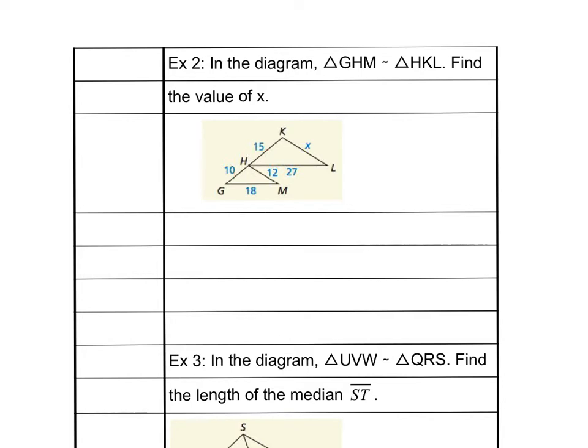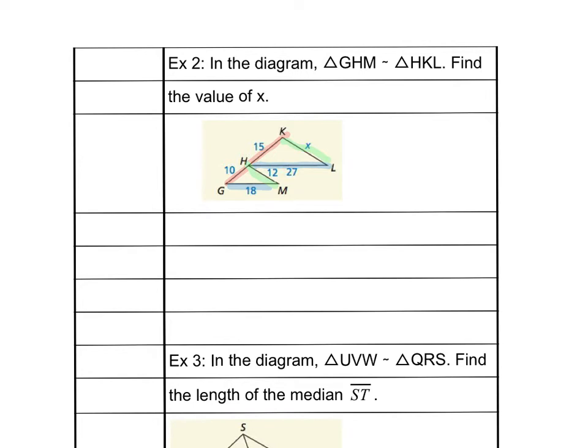I'll just outline these so you can see. So here and here are corresponding, here and here are corresponding, and here and here are corresponding. There's a couple ways to do this. The first way we could do it is just set up a ratio and then cross multiply and divide. So let's go ahead and do that.